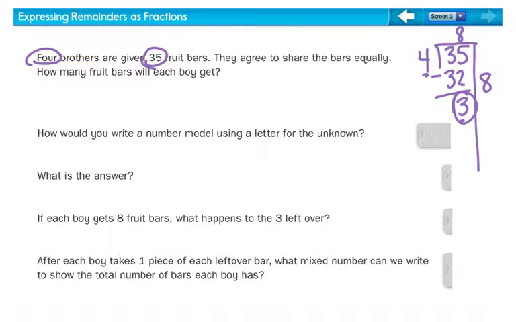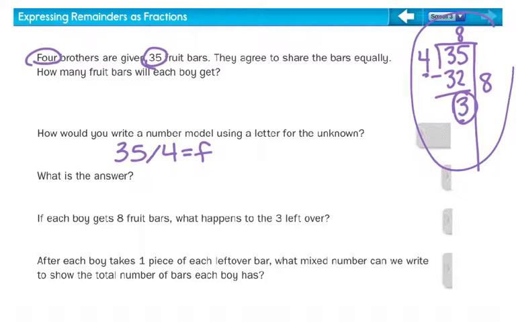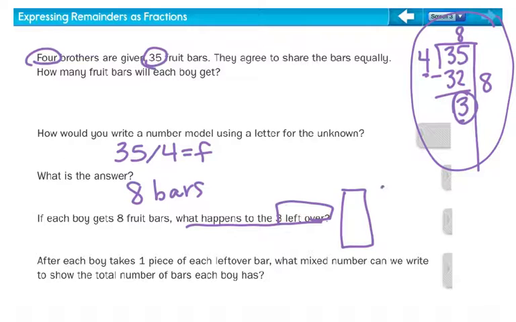So let's go ahead and write a number model using a letter for the unknown. So we would take 35 divided by 4 equals, and I'm going to put F for fruit bars. It's a lowercase letter. It's called a variable. The answer over here we determined was 8 remainder 3. So they each get 8 bars. What will happen to the 3 that are left over? Well, knowing kids are hungry, I would take those 3 bars.